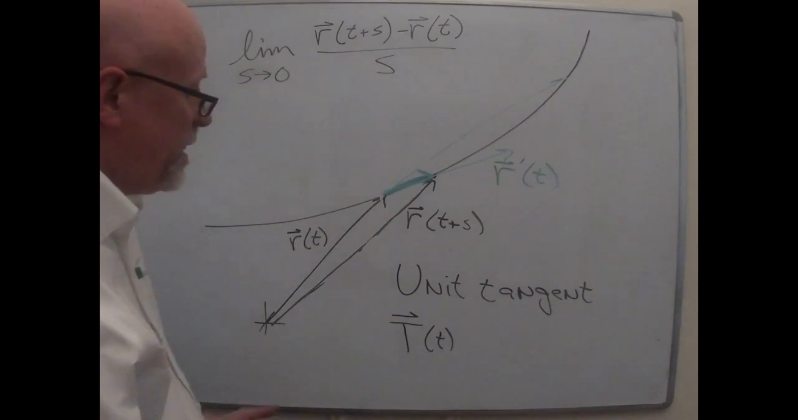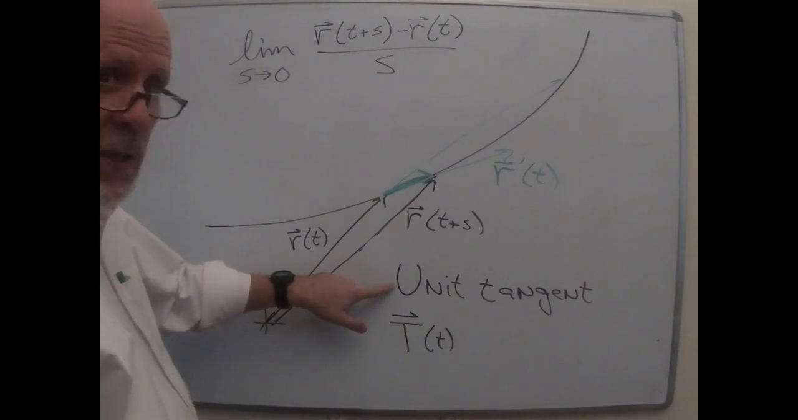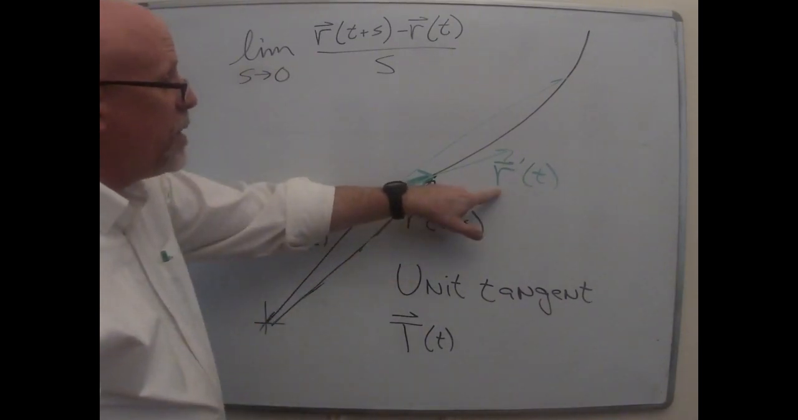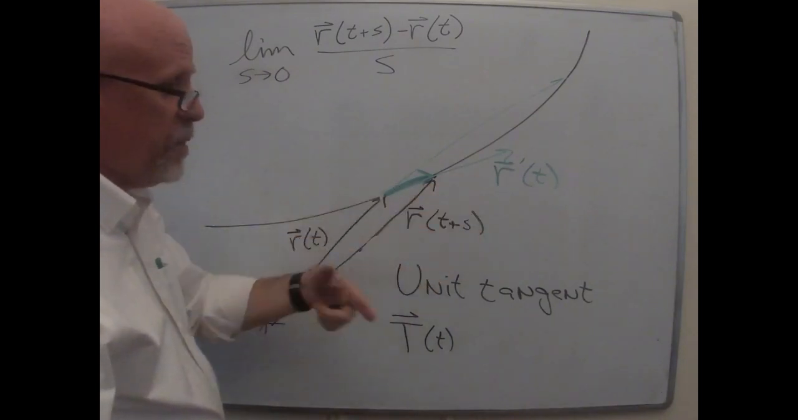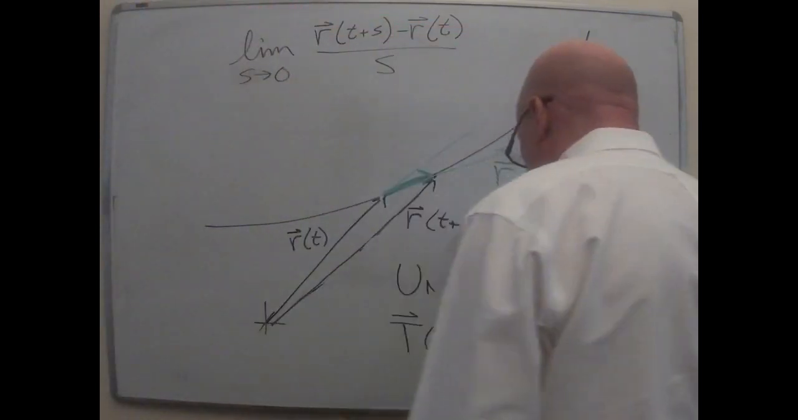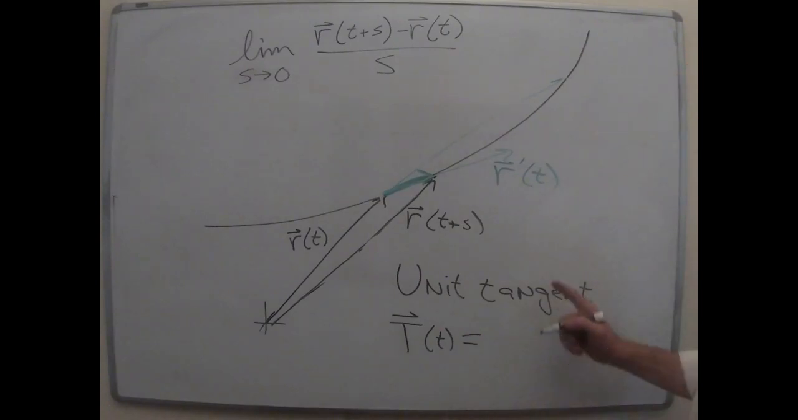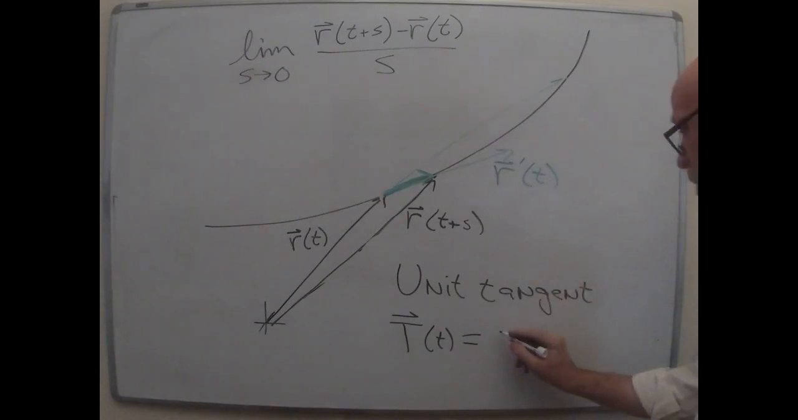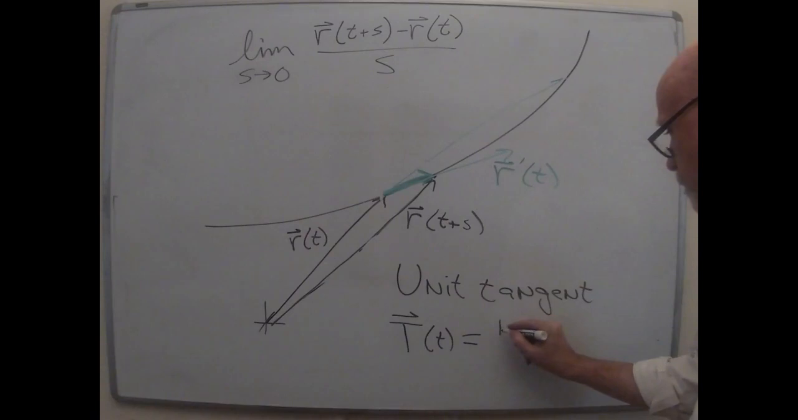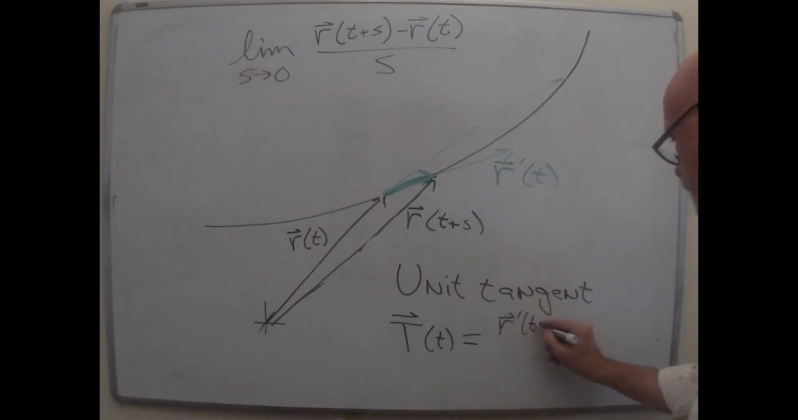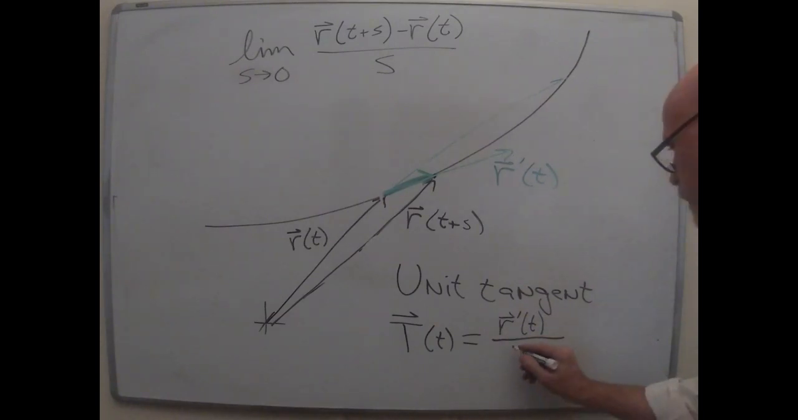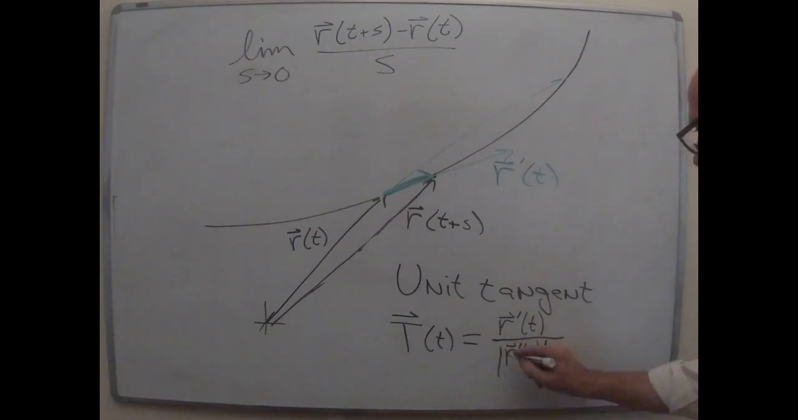Well, to get a unit tangent vector, that is a vector of length 1, all you need to do is take this vector, the derivative, and scale it appropriately. And it turns out the appropriate thing to do is just divide it by its own length, because then you'll get something that's got length 1. So divide r prime of t by r prime of t's size, absolute value, or length of it as a vector.